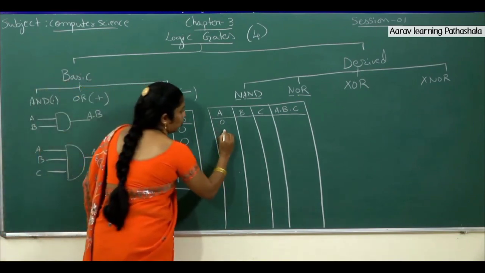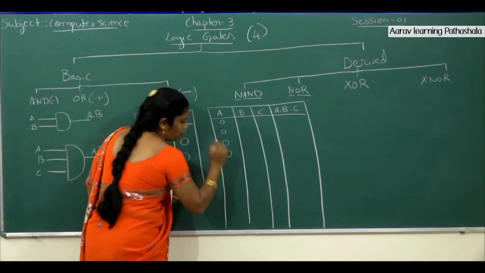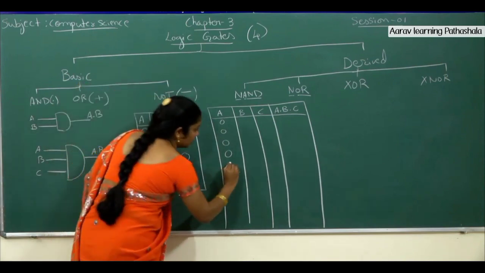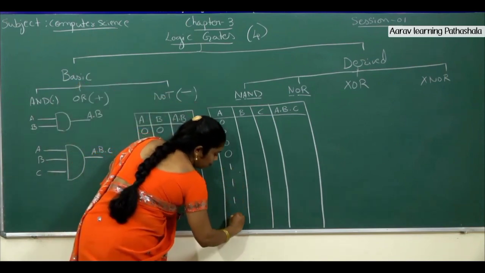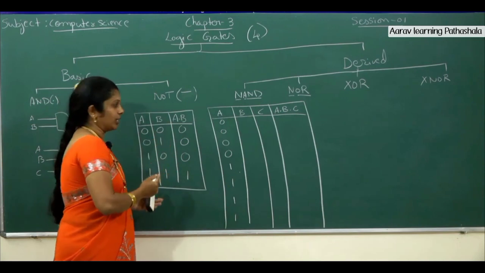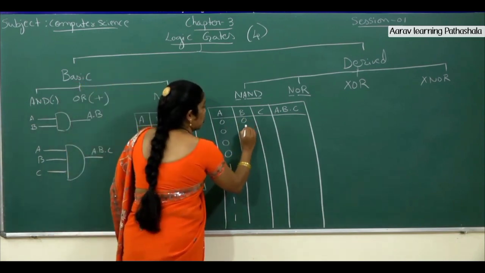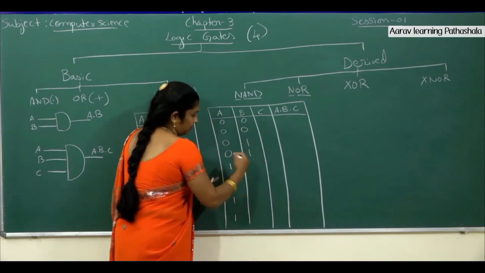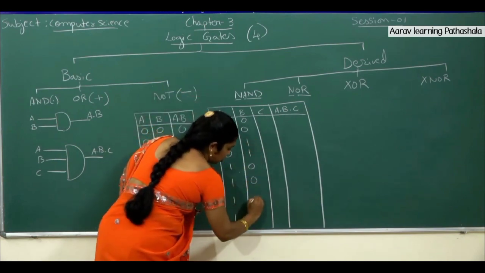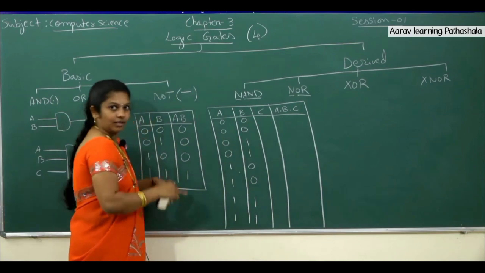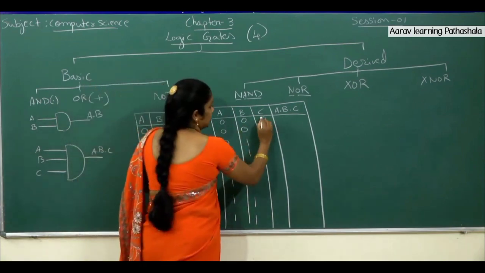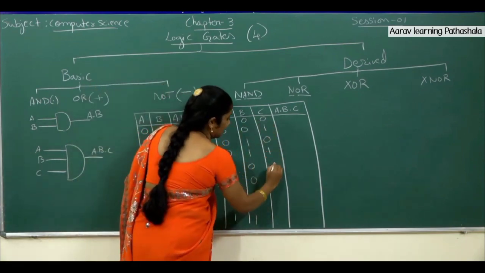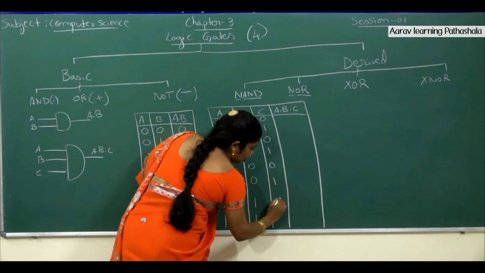Then here 4 times 0: 1, 2, 3, 4 times 0. Then 4 times 1: 1, 2, 3, 4. 4 times 0, 4 times 1. Here next 2 times 0, 1, 2. Then next 2 times 1. Next 2 times 0, 2 times 1. Next alternating 0, 1. 0, 1. 0, 1. 0, 1.